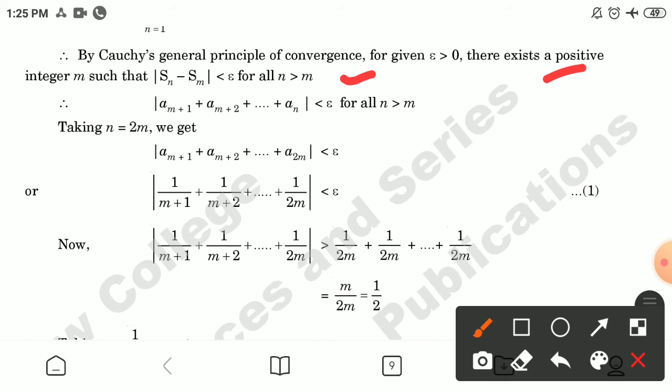Therefore, the modulus of am+1 plus am+2 plus so on an becomes less than epsilon for all n greater than m. Taking n equal to 2m, we get am+1 plus am+2 plus so on plus a2m is less than epsilon, or 1/(m+1) plus 1/(m+2) plus so on plus 1/2m becomes less than epsilon, marking this as number 1. Now if we consider this and increase the denominators, the total value becomes greater than, and this value is equal to 1/2.